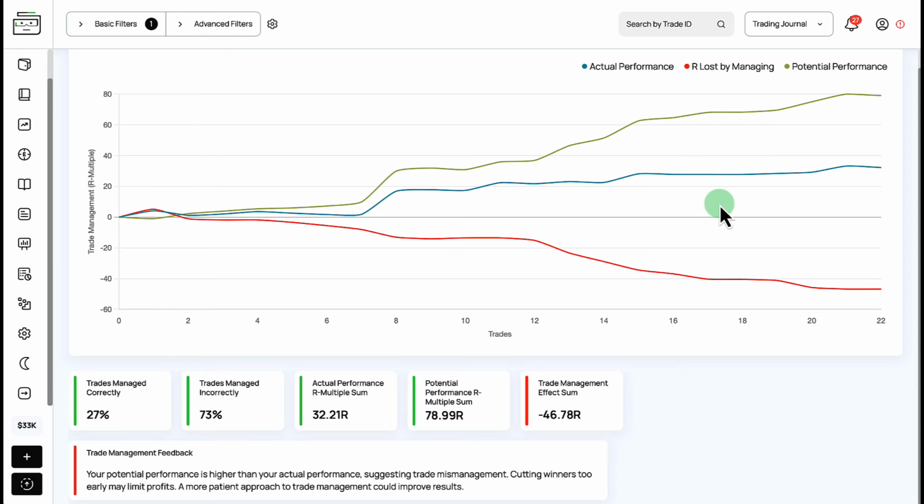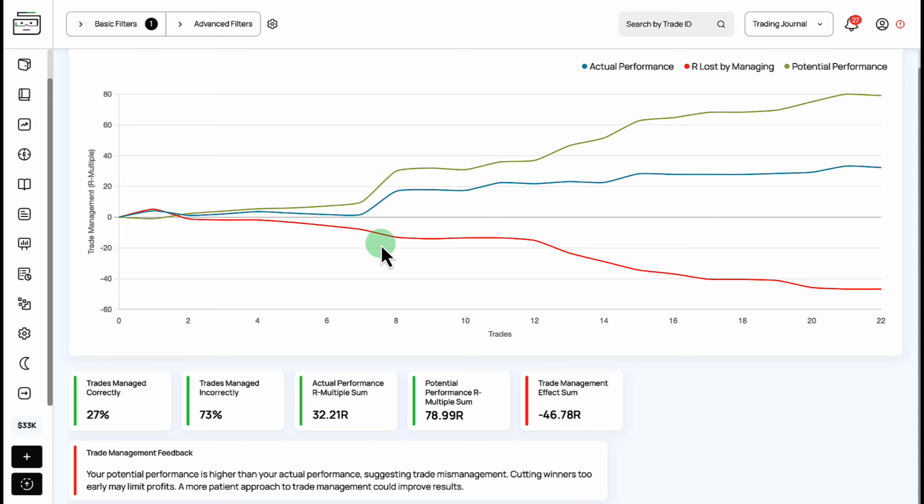And if this is what you see, where the potential performance is above your actual, it means that by not interfering with your trades, you could have made more money. And the set and forget approach, the completely passive approach, would have been better based on your actual trading data.